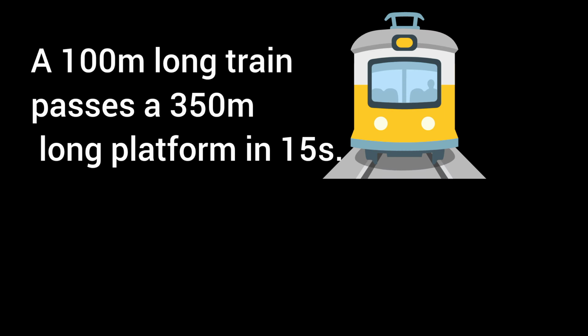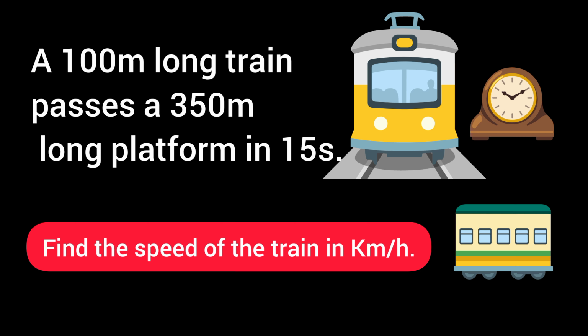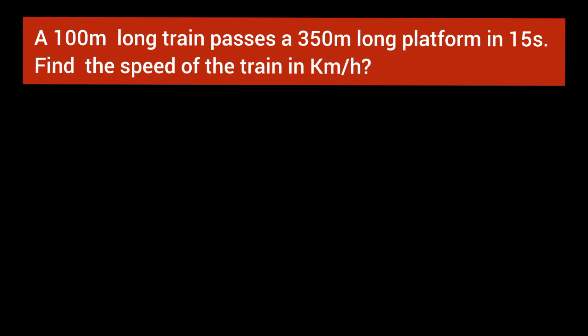Today we have a very interesting distance speed puzzle. A 100-meter long train passes a 350-meter long platform in 15 seconds. And our task is to find the speed of the train in kilometers per hour. It looks simple, but only if you know the trick. If you solved this before I did, you are a legend. Try yourself first. Now, let's solve this together.